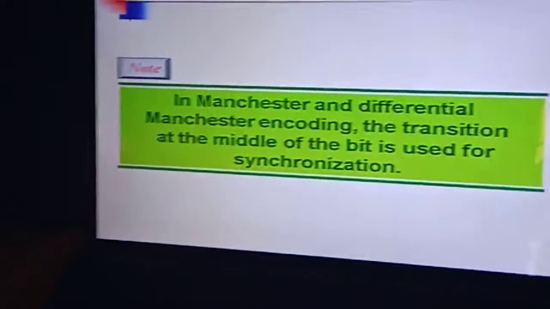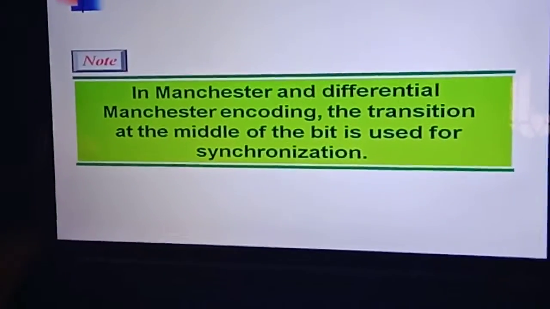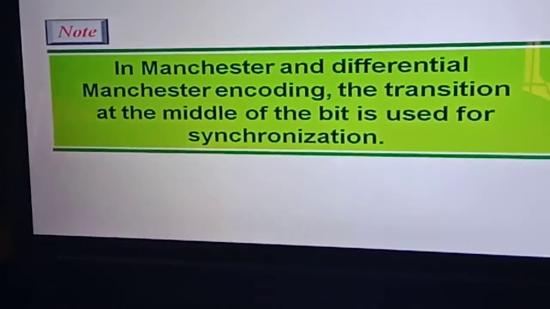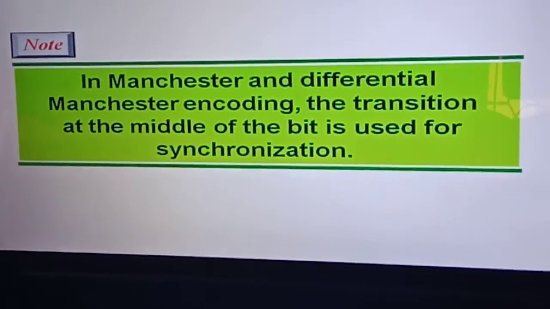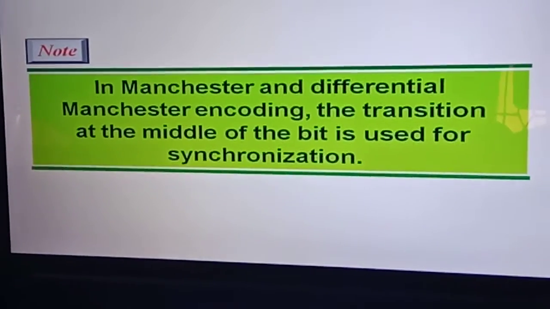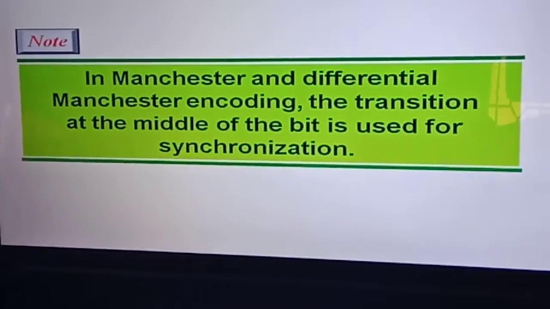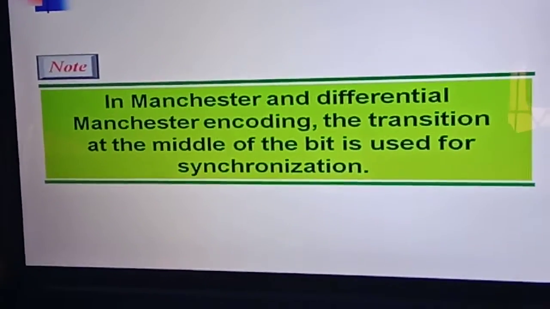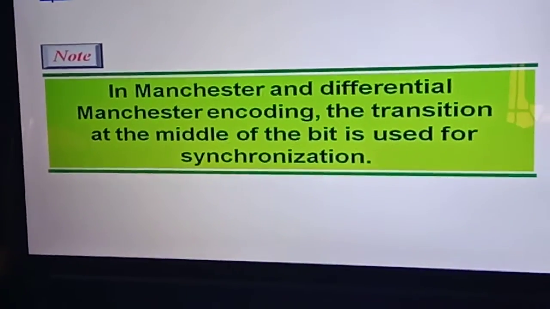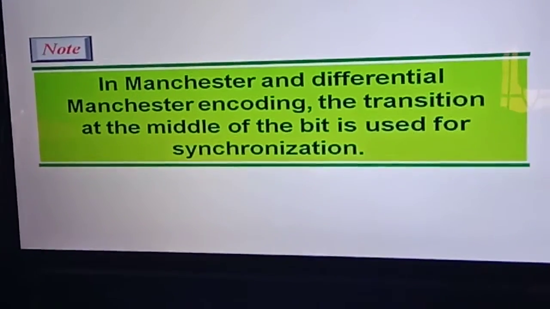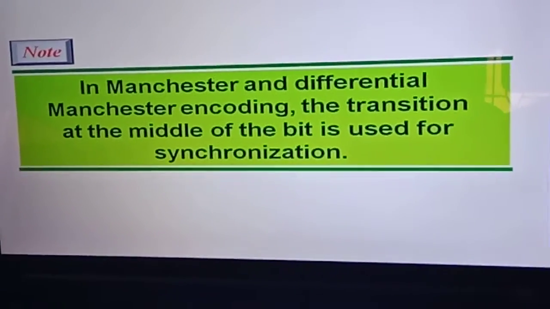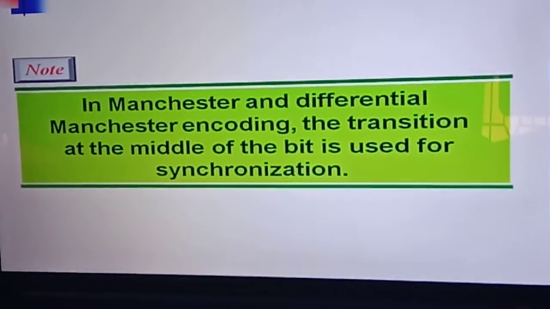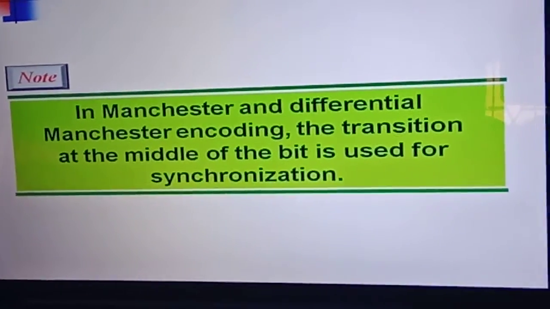In Manchester and differential Manchester encoding, the transition at the middle of the bit is used for synchronization. That is, we are changing the signal; the signal is not static, either only positive or only negative. If we are altering the signal, it should go from high to low or low to high. Automatically there is synchronization. We can easily evaluate, and the processor can identify the bit value easily.